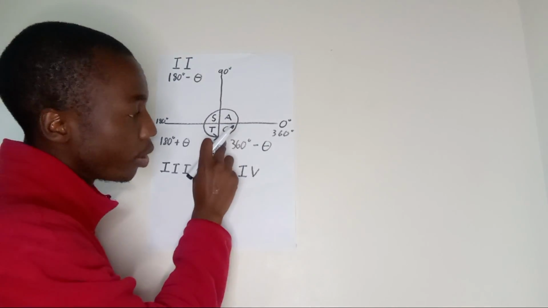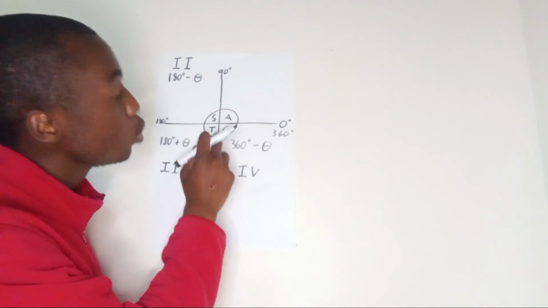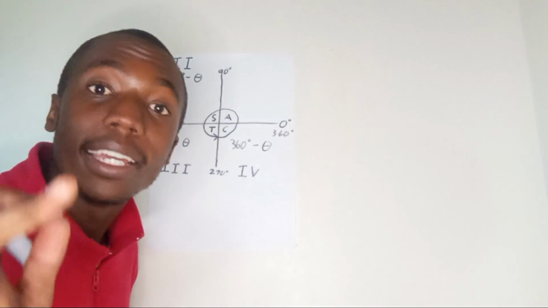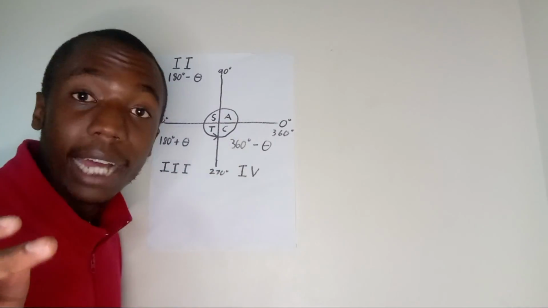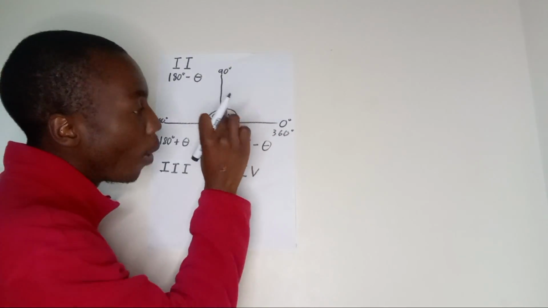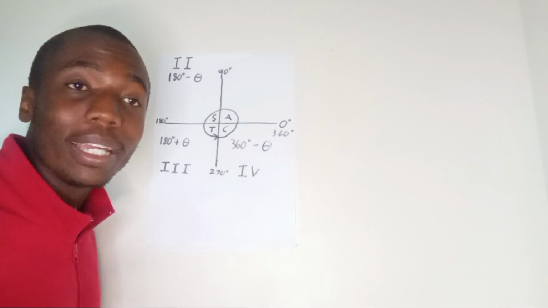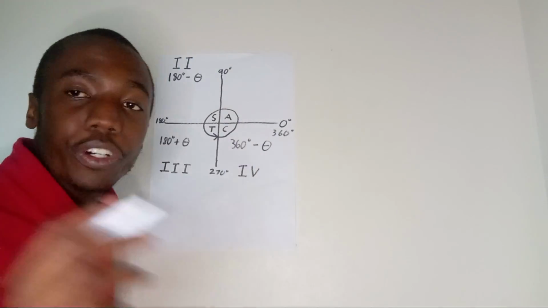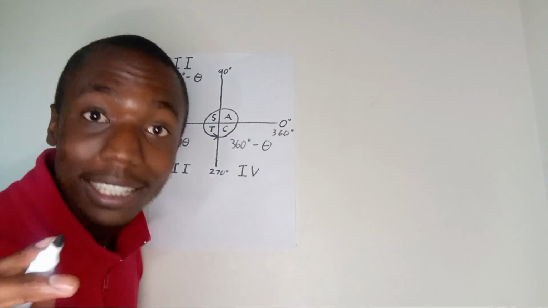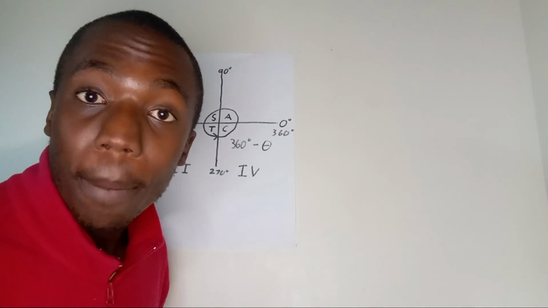Because in this quadrant right here, let's start with the C. C stands for cos. In the fourth quadrant, cos is positive. And now in the first quadrant, the A stands for all. What does all mean? It means that every single trig ratio is positive, whether it's sine, cos, or tan, all three of them are positive.